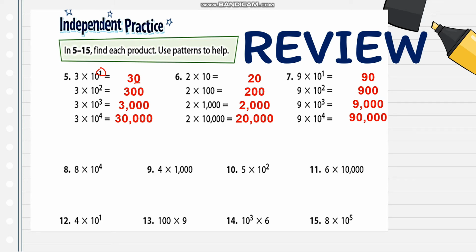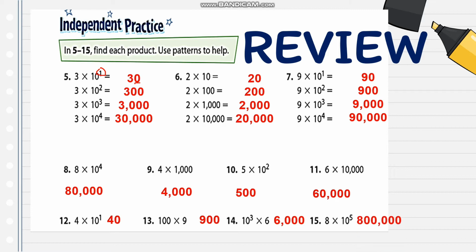8 multiplied by 10 to the fourth power is 80,000. 4 multiplied by 1,000 is 4,000. 5 multiplied by 10 squared is 500. 6 multiplied by 10,000 is 60,000. 4 multiplied by 10 to the first power is 40. 100 multiplied by 9 is 900. 10 cubed multiplied by 6 is 6,000. 8 multiplied by 10 to the fifth power is equivalent to 800,000.